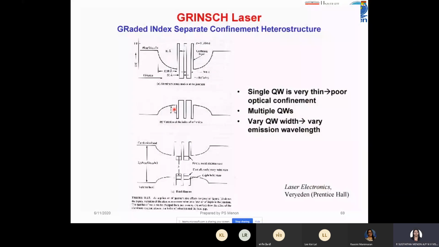The last one is the graded index separate confinement heterostructure. You already have 2 p types, 2 n types, and the quantum well. Now we change the refractive index gradually. In a single quantum well, it is very thin, so you have poor optical confinement. In multiple quantum wells, you vary the quantum well width and you can vary the emission wavelength. So by changing the index, you can vary the emission wavelength.